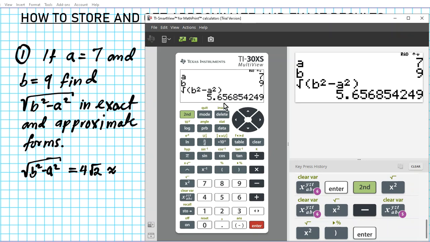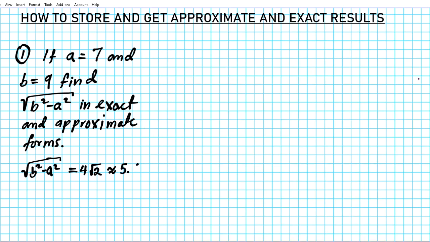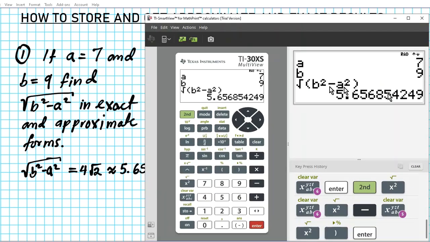approximate form. Okay, 1, 2, 3, 4, 5, 6, 9 decimal places. So let's round it to 3 decimal places. It's going to be 5.657. And that's what the answer is in approximate form.